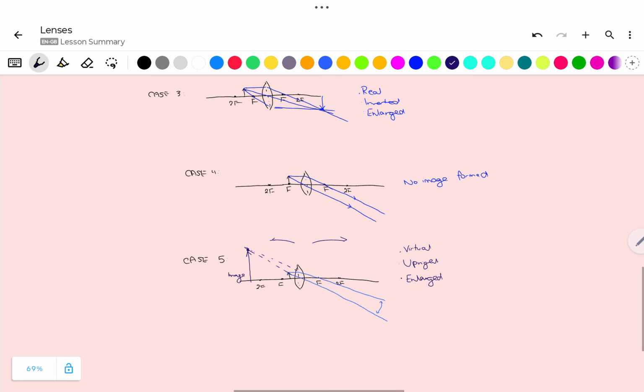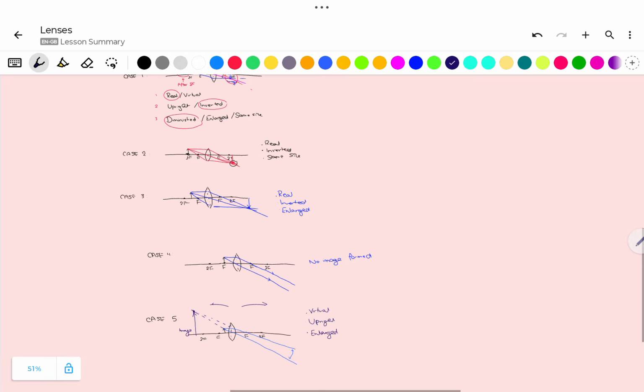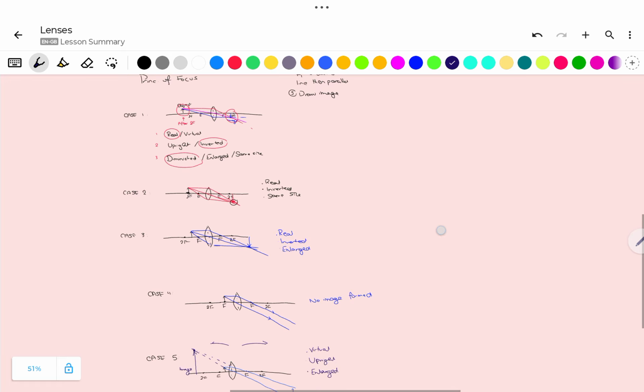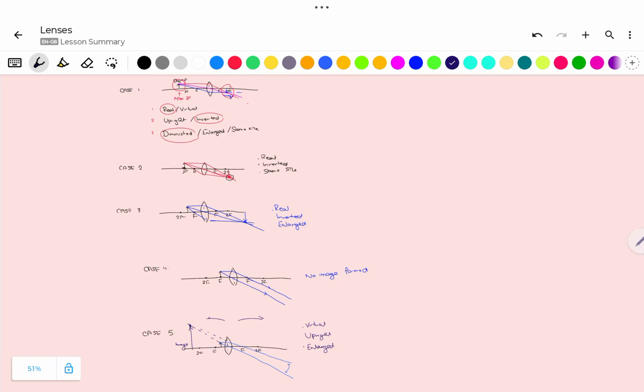Okay, this was all for the convex lens, the 5 different cases, the 5 different scenarios, and how to analyze each and every single image.